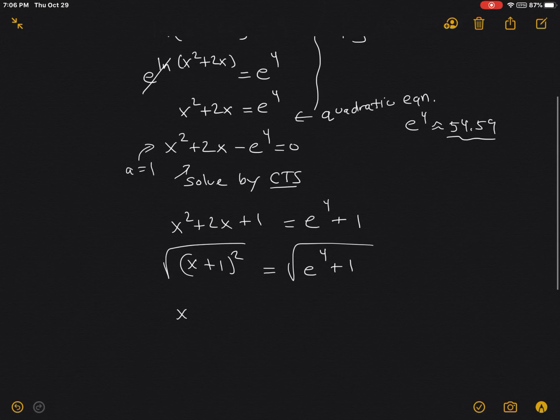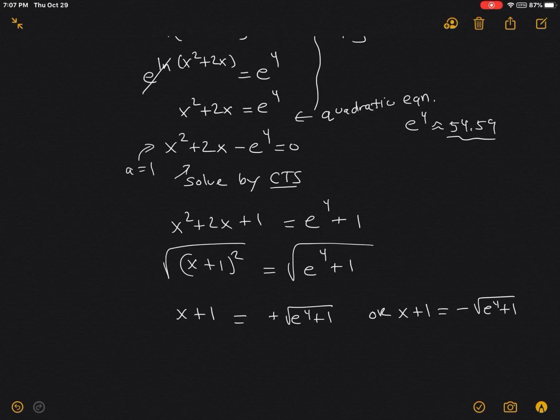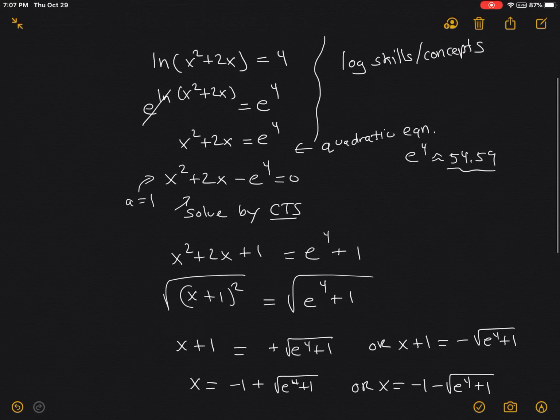Take the square root of both sides now. When you use the square root, you have to write positive square root of e to the fourth plus 1, or x plus 1 is equal to negative square root of e to the fourth plus 1. So you're going to get two answers. x is equal to negative 1 plus the square root of e to the fourth plus 1, or x is equal to negative 1 minus the square root of e to the fourth plus 1.